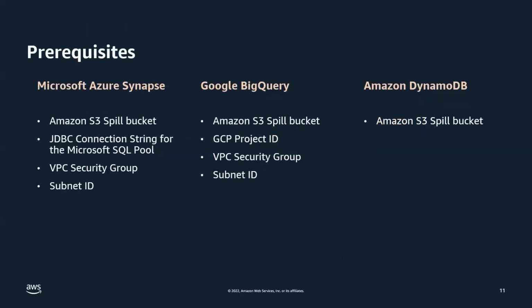Some prerequisites will come in handy once we are setting up the connectors. The Amazon S3 spill bucket will need to be created. That is used by all the connectors: Azure, BigQuery, and DynamoDB. For Azure, we need the JDBC connection string for the Microsoft SQL pool. We also need the VPC security group ID and the subnet ID for the VPC that the Lambda connector will be deployed to. For Google BigQuery, we need the GCP project ID, and the same goes for the Lambda connector's VPC security group and subnet ID. For DynamoDB, we just need the S3 spill bucket information.